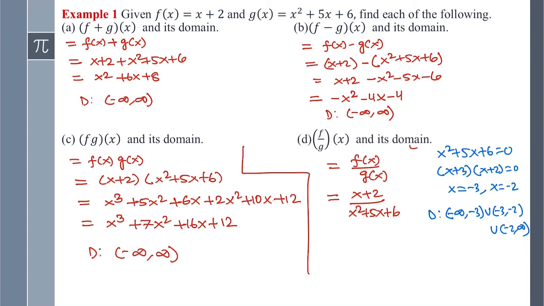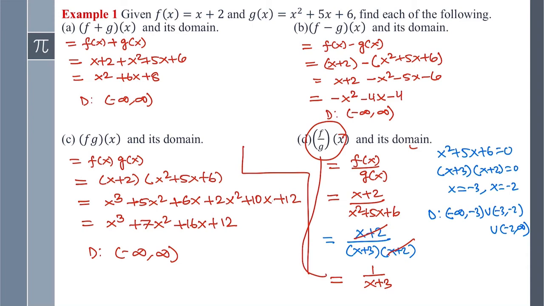Now we can go ahead and simplify this. So we can write x plus 2 over, the denominator is x plus 3 times x plus 2. And then we can cancel out x plus 2, and then we get the function 1 over x plus 3. So this is the function right here, okay? But the domain is this one. So always make sure that we first find the domain before we simplify this.